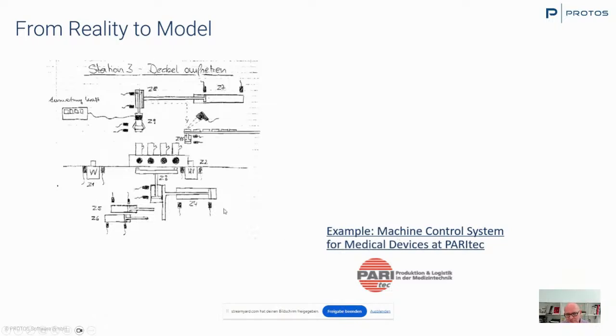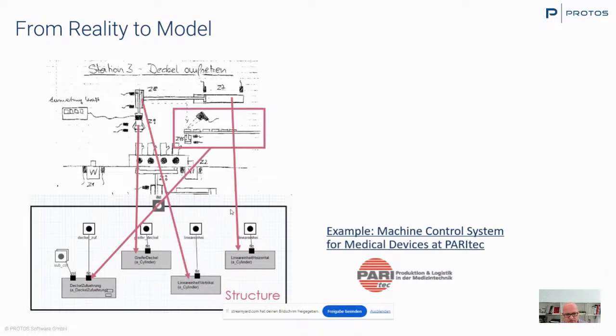And so what did we do? Even before they designed the machine, we already had an idea how it works. So we could already create hierarchical structured models in Room. So for example, that's a cylinder, so we use a cylinder.